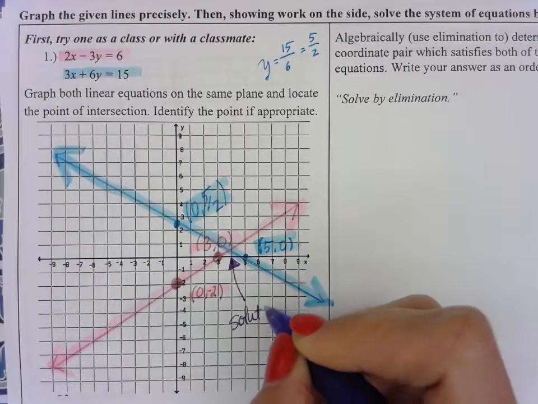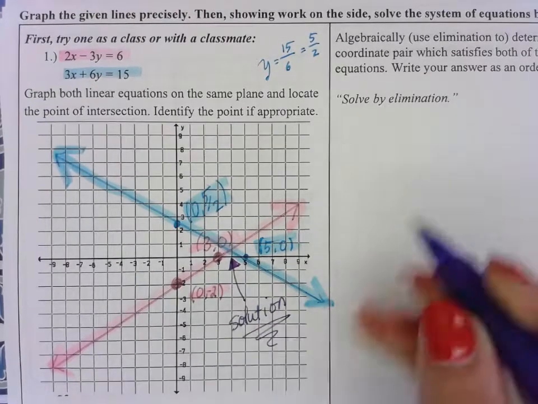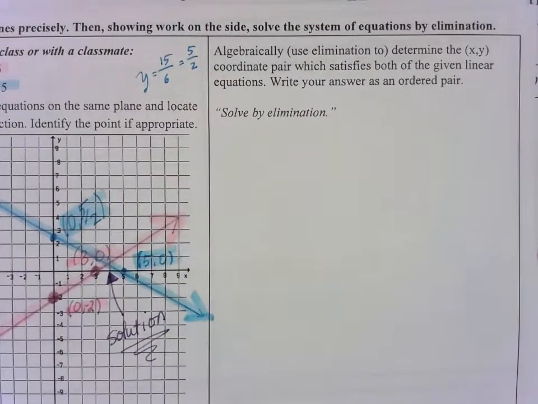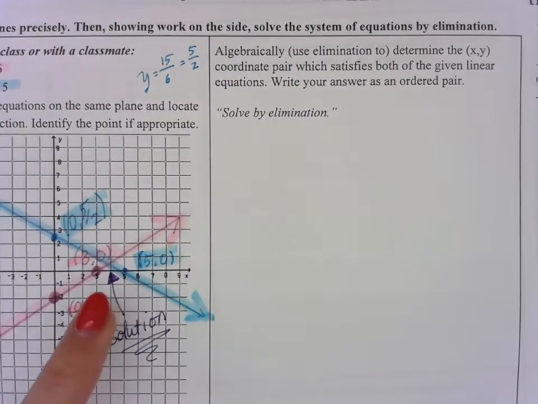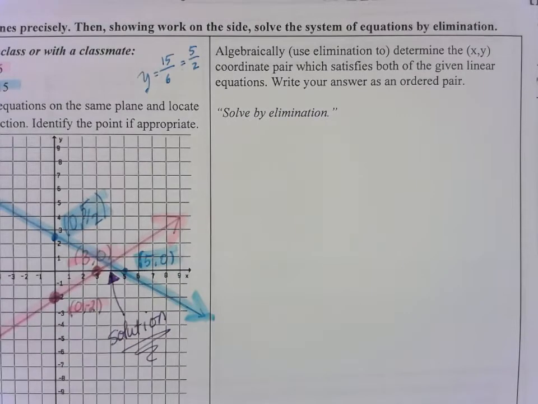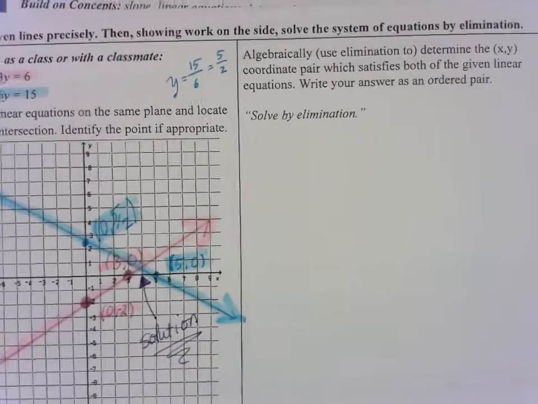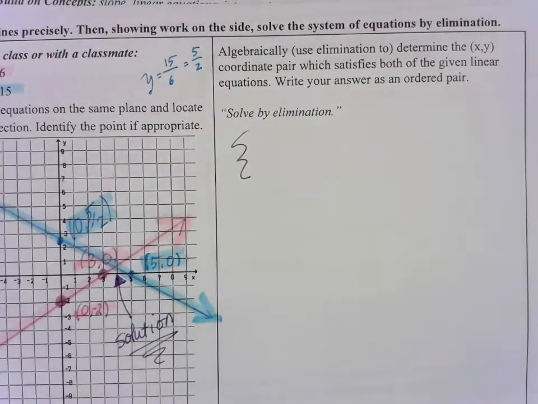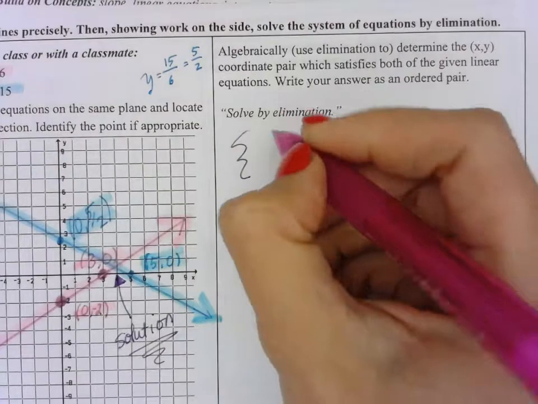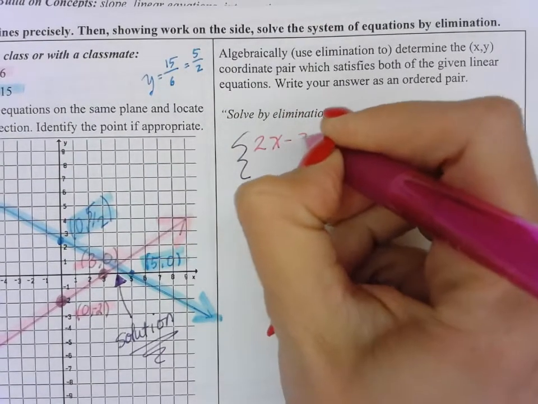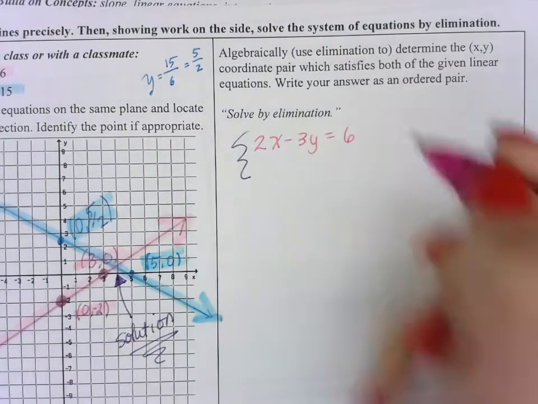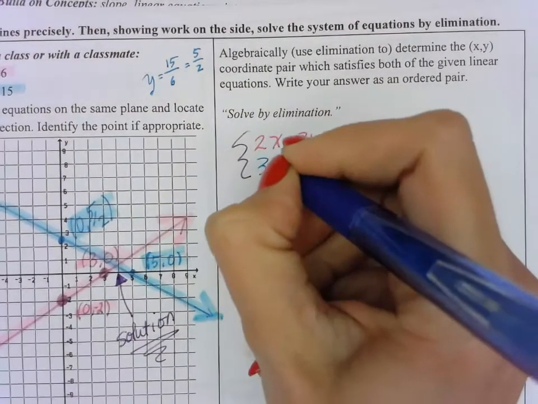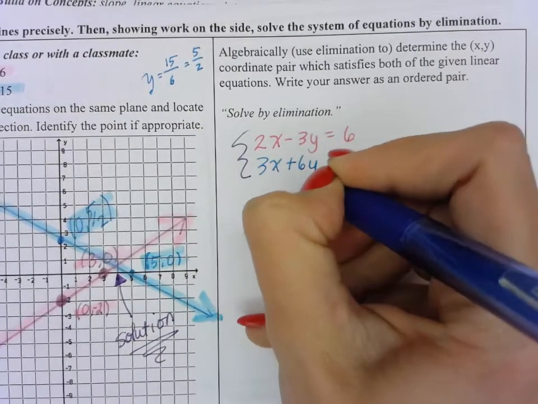That's our solution. And now what we're going to do is use algebra, specifically the elimination method, to solve this system of equations and get the exact coordinate point where they intersect. And we should have some pretty good number sense so we know if it makes sense or not. First thing I'm going to do is write down my 2 equations. If you like to color coordinate, then you can do just that. 2x minus 3y is equal to 6. And my next one was 3x plus 6y is 15.